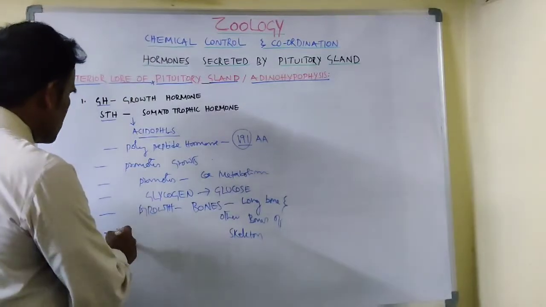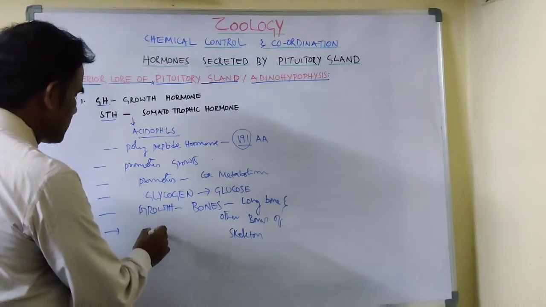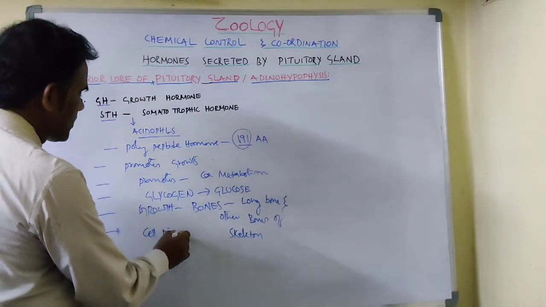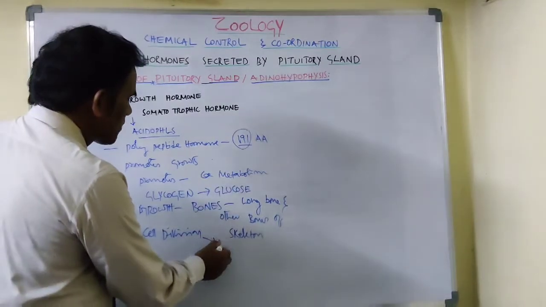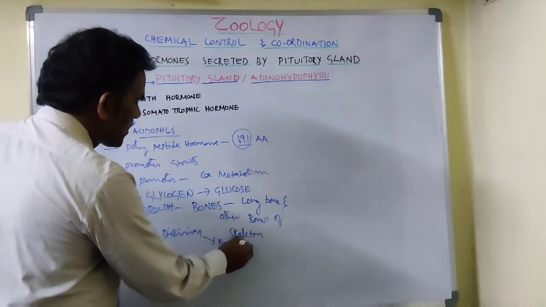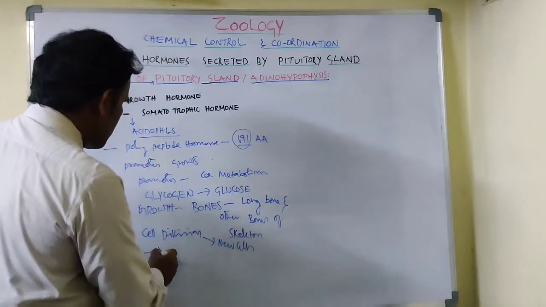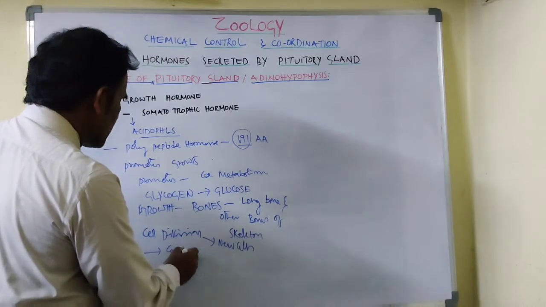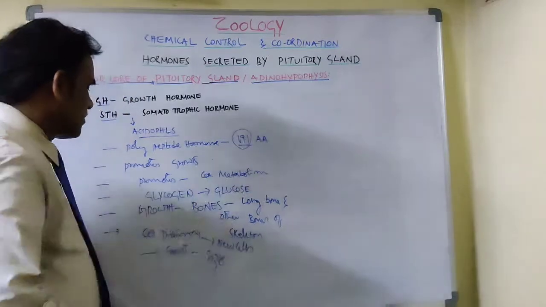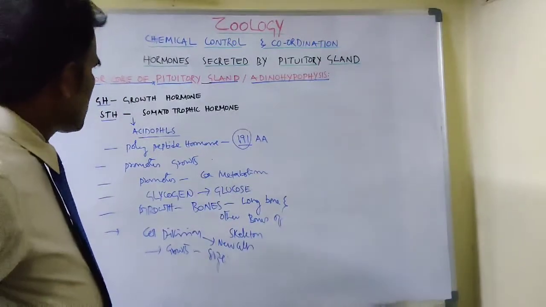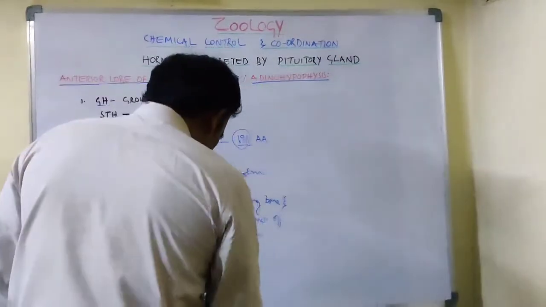So it promotes growth by cell division. As a result of cell division, new cells will be forming. As a result, what happened? Growth appears. The size of the organism is increased. So size increases. Now, the deficiency of this growth hormone.